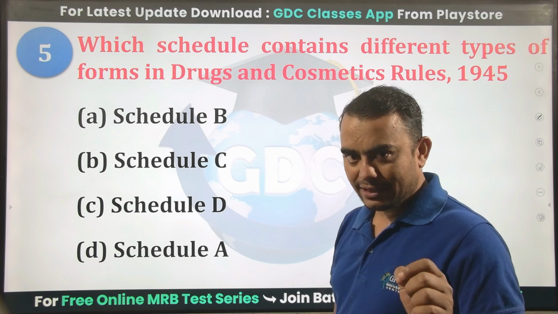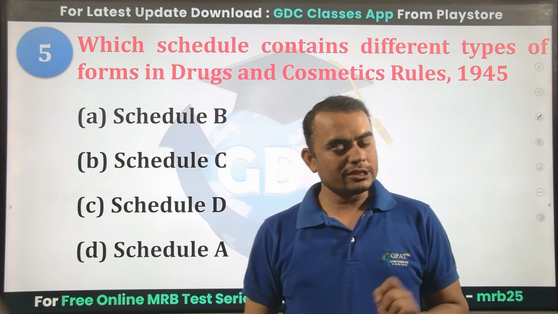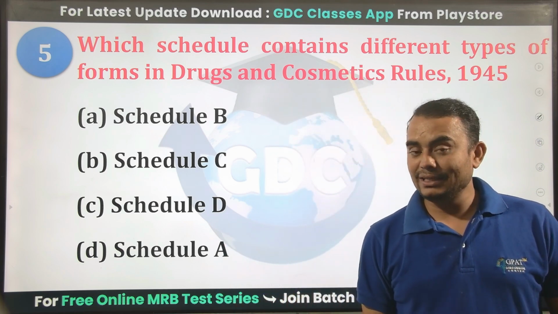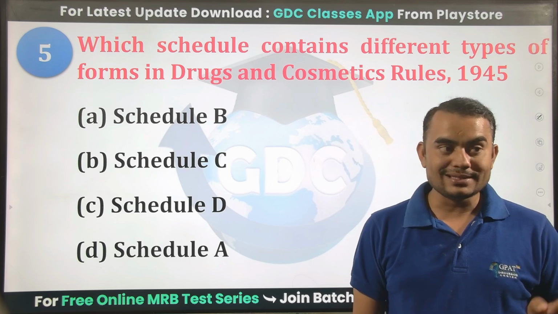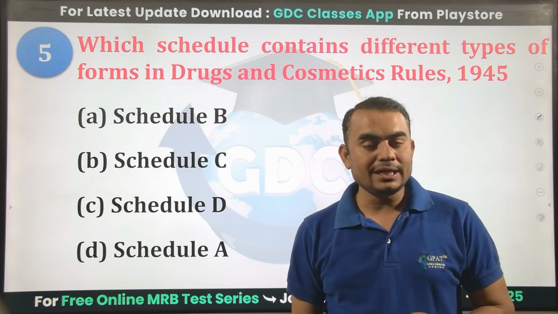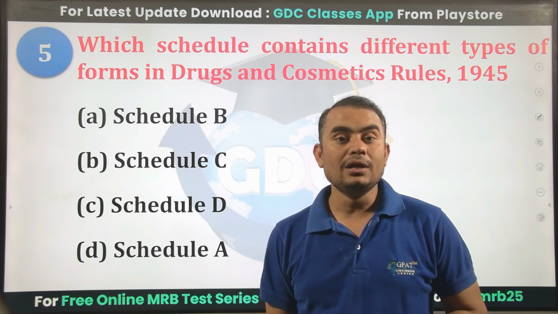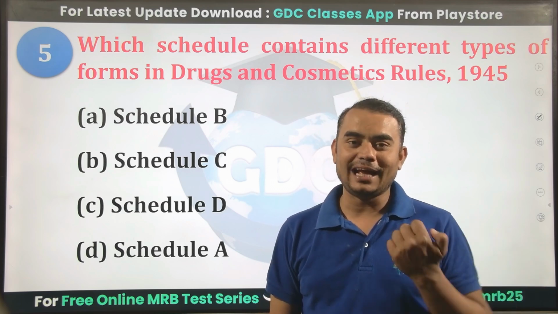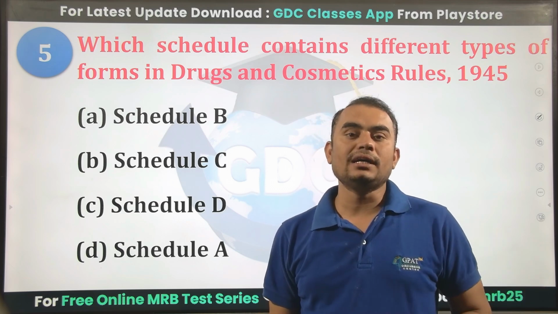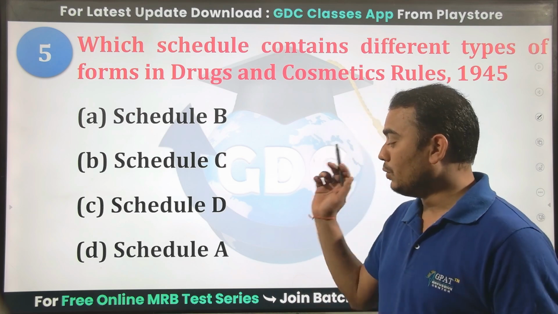So the Drug and Cosmetic Act rules were passed in 1945. It has 18 different schedules. Here the question is about forms. All the forms come under which schedule? So the correct answer will be A, for application. It means all the forms come under Schedule A.